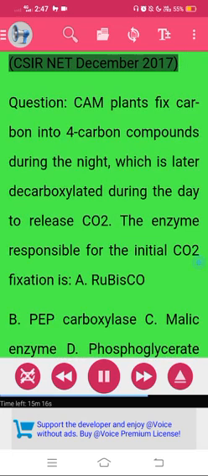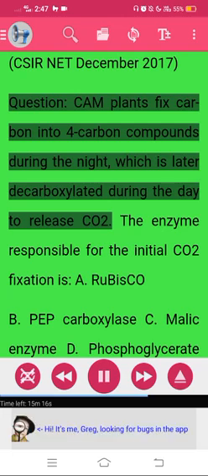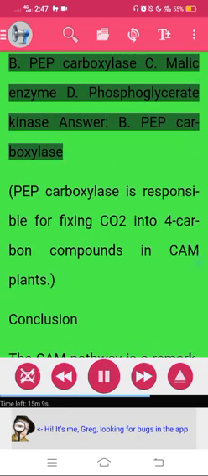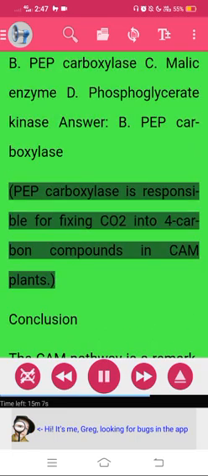CSIR NET December 2017. Question: CAM plants fix carbon into 4-carbon compounds during the night, which is later decarboxylated during the day to release CO2. The enzyme responsible for the initial CO2 fixation is: A, Rubisco; B, PEP carboxylase; C, malic enzyme; D, phosphoglycerate kinase. Answer: B, PEP carboxylase. PEP carboxylase is responsible for fixing CO2 into 4-carbon compounds in CAM plants.